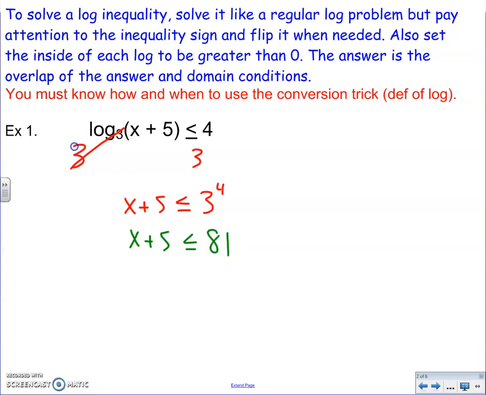Now this is a basic algebra 1 problem because there's no longer logs and there's no exponents here. So I'm going to subtract 5 both sides. I get x is less than or equal to 76. Now a lot could stop here and they get it wrong. This does not mean the answer is everything less than or equal to 81.